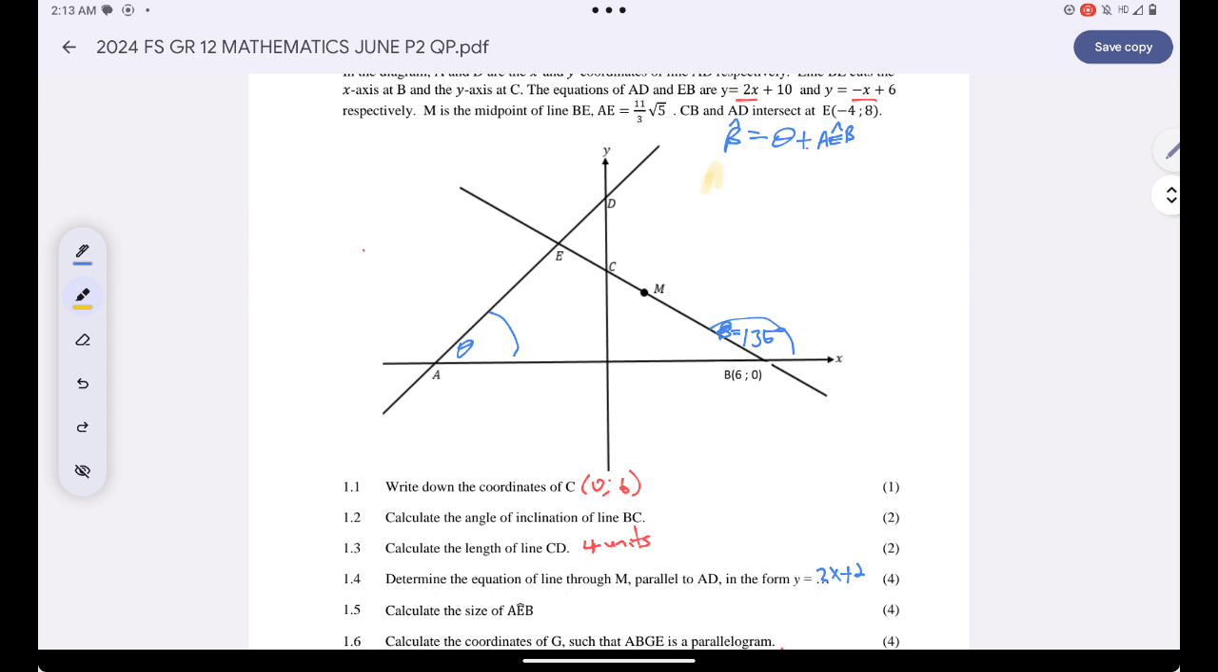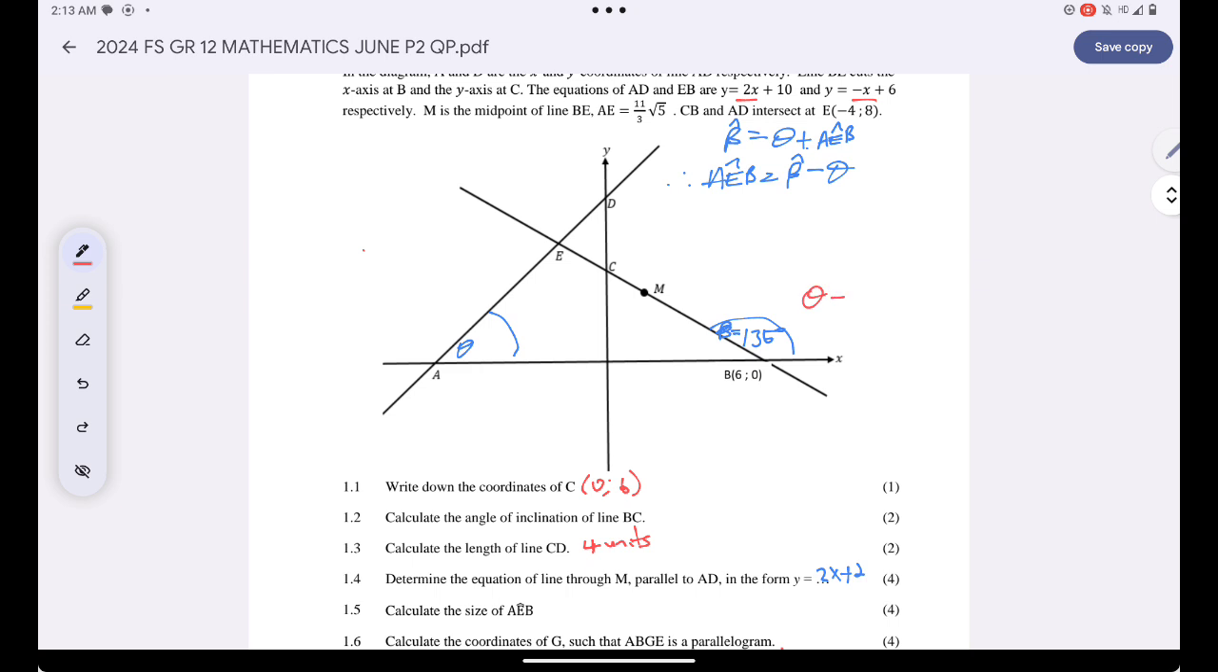Therefore, angle AEB, just say beta minus theta. Whenever you want an angle between two straight lines, all you need to do is to subtract your inclinations, together. The big one minus the small one. How can we find theta? Let us use a red.